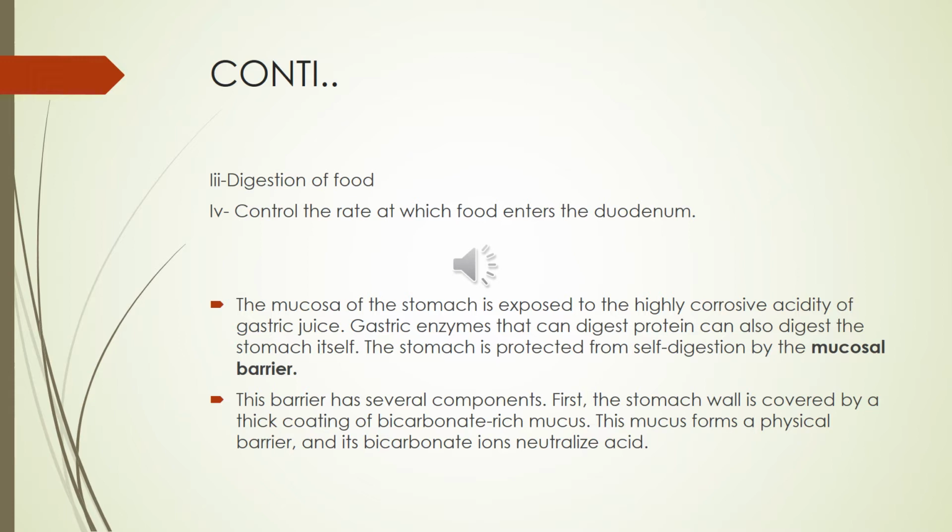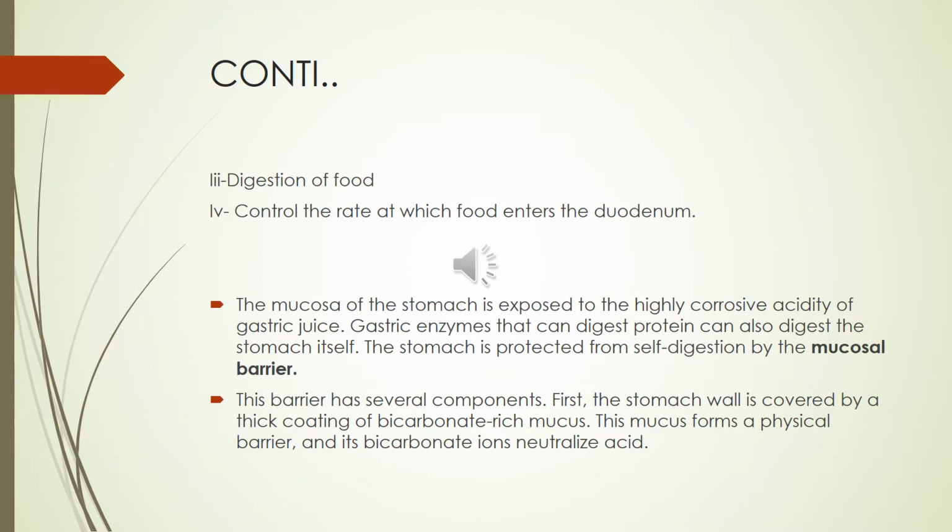The mucosa, or the inner lining of the stomach, is exposed to the highly corrosive acidity of the gastric juice. As we have studied, the pH of the gastric secretions is 2 to 6, that is corrosively acidic in nature. The gastric enzymes that can digest protein can also digest the stomach itself, like the enzymes present in the gastric juice released by the mucosal lining of the stomach. It has such an intensity that it can digest the stomach wall itself. So the stomach is protected from self-digestion by a mucosal barrier.